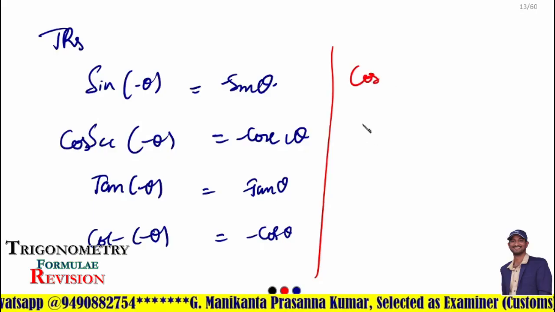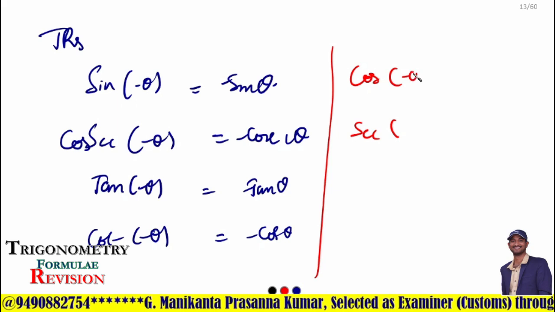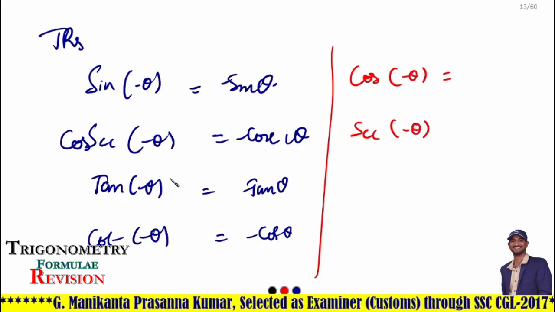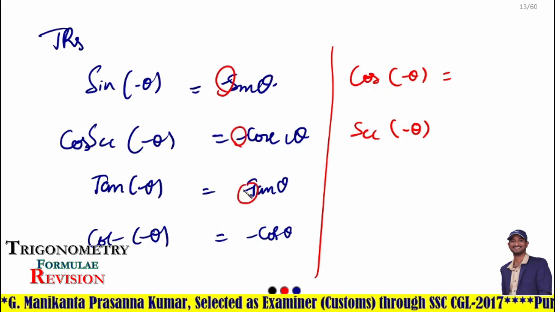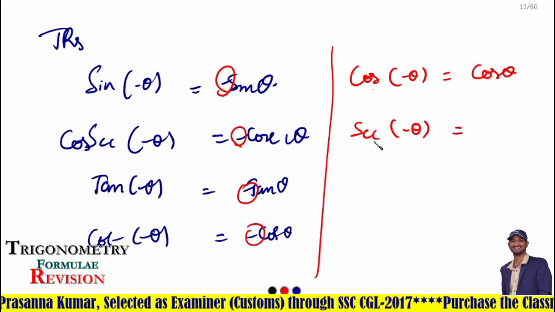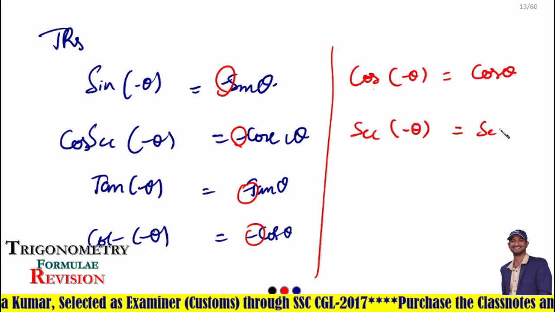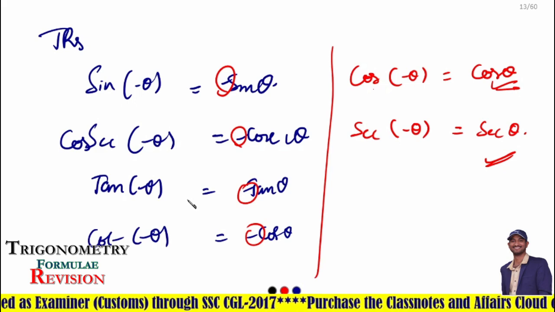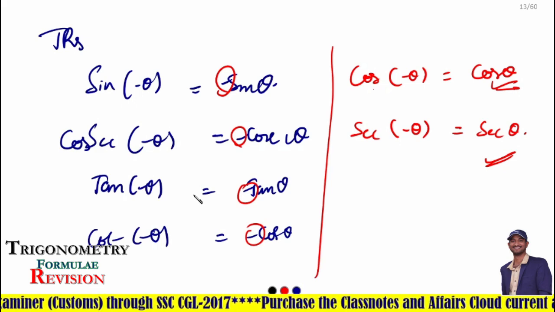Except cos and secant of negative angles, all the values, that is sine, cosecant, tan and cot, have negative signs. But what about cos of minus theta? It is cos theta only. What about secant of minus theta? It is secant theta only. They are positive. But the remaining trigonometric ratios are negative only.